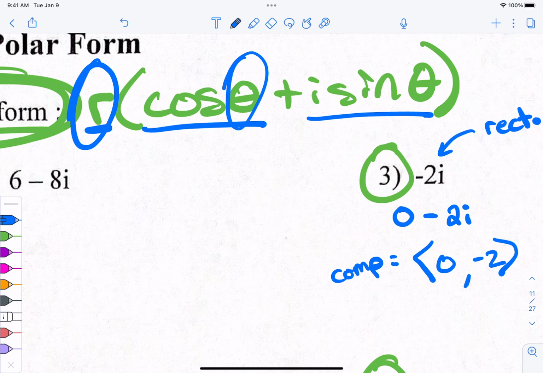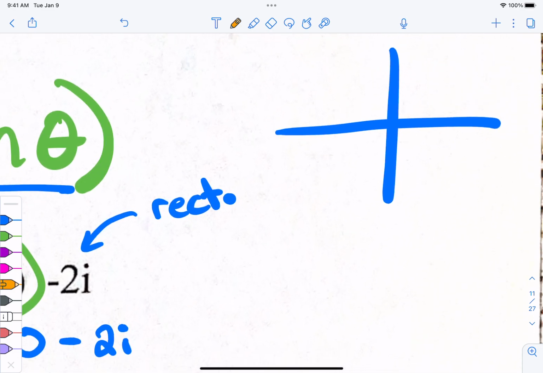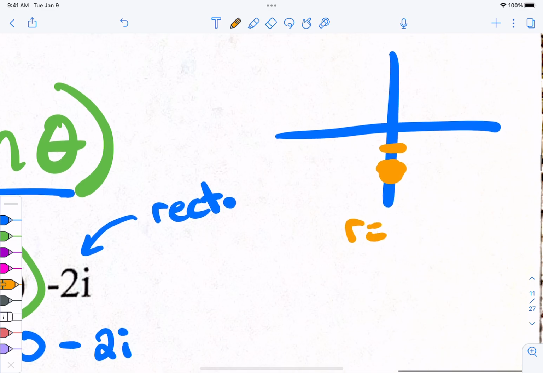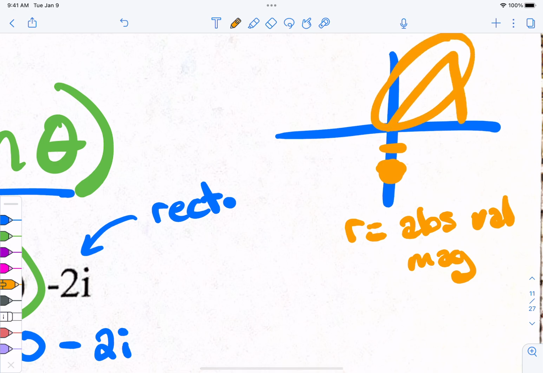Now, this looks a little confusing because it doesn't have two pieces to it, okay? So let's map out where negative 2i would be, or 0, negative 2i. So 0 to the left, negative 2i down would literally be this dot right here, right? And this is actually easier than any of the other problems, okay? I'm trying to find the R value, R equals the absolute value or the magnitude, okay? Normally I have a triangle and I'm trying to find the length, but this one doesn't have a triangle. It's just literally this right here.